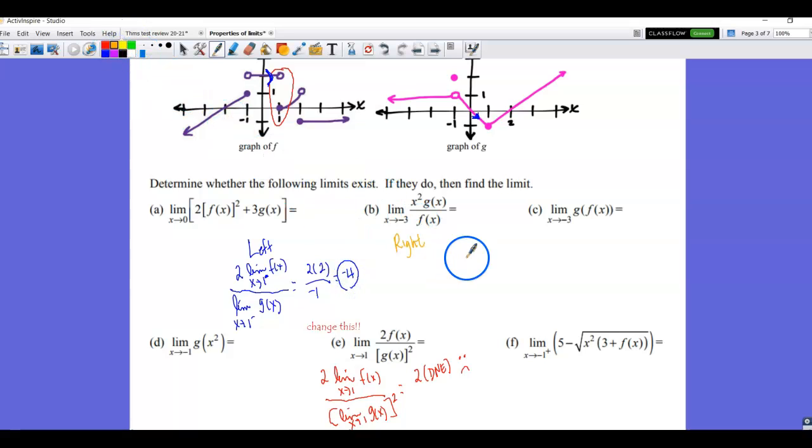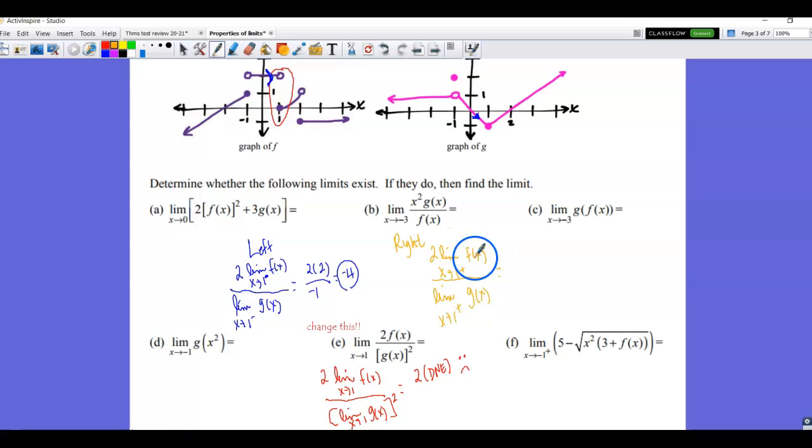Now we're going to compare that to the right limit and see if the two limits agree with each other. If they agree, then the limit exists and it will be that number. If they do not agree, the limit will not exist because the left and right limits do not agree. So 2 times the limit as x approaches 1 from the right side of f of x divided by the limit as x approaches 1 from the right side of g of x.